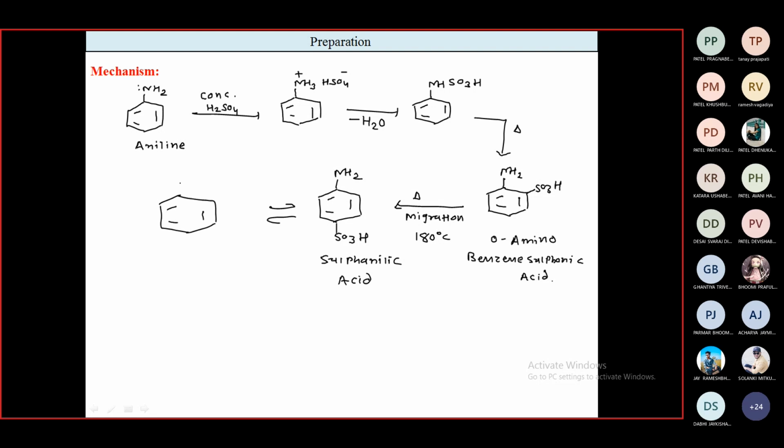SO3H donates one of its protons to NH2, so NH2 is converted to NH3 plus, and SO3H is converted to SO3 minus. So this is called Zwitter ion. Positive and negative charges both exist in the same molecule. Both the charges remain in the same molecule. So this is called Zwitter ion.